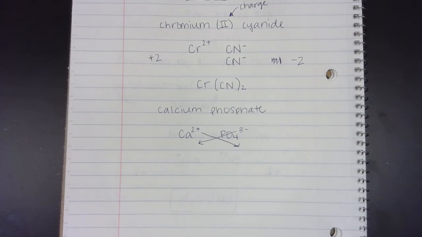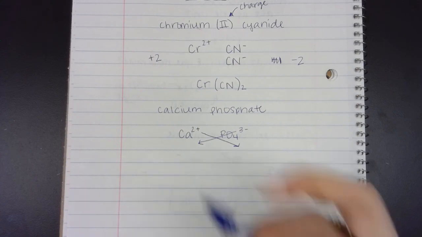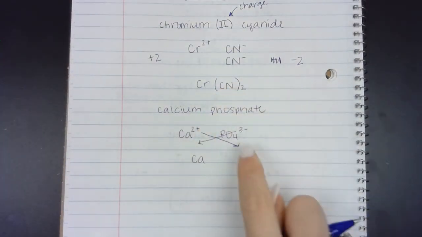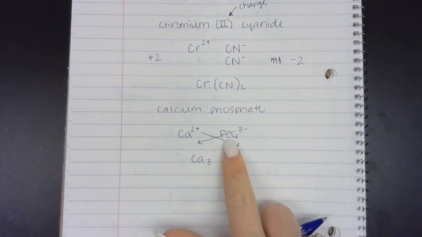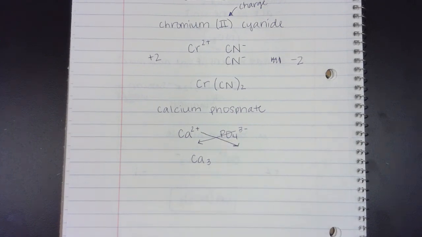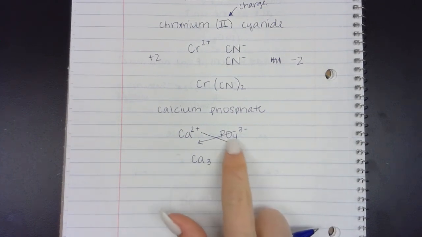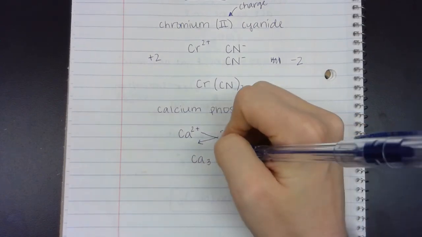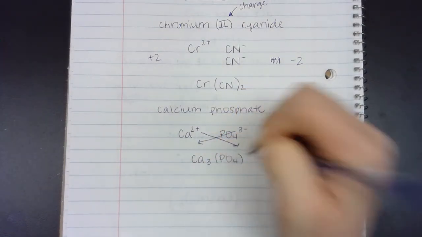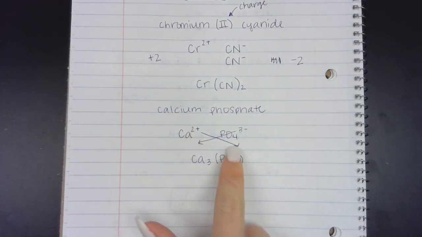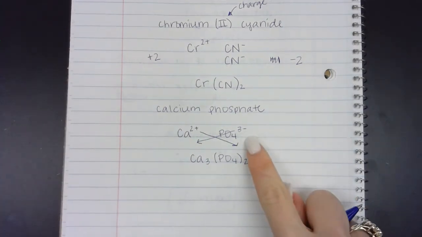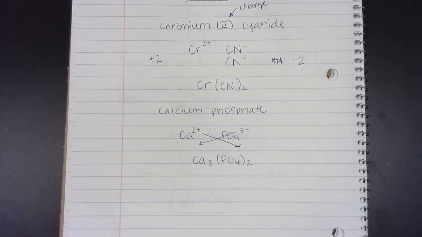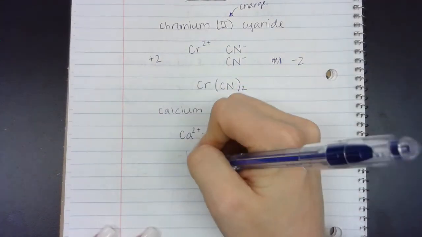So when I write my formula, what's it going to be? Ca, and it's going to get the 3 because the 3 crosses over. And then I'm going to write phosphate, PO4. I'm going to put it in its parentheses because it needs a subscript. And it's going to get the 2. Okay, so do you see calcium had the 2 charge, phosphate had the 3, and we just swapped the numbers? Okay, so that's our final answer for that one.